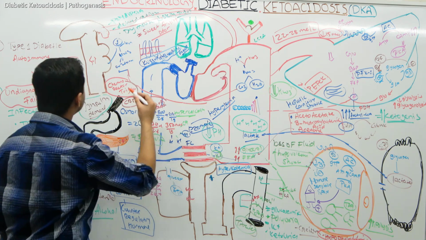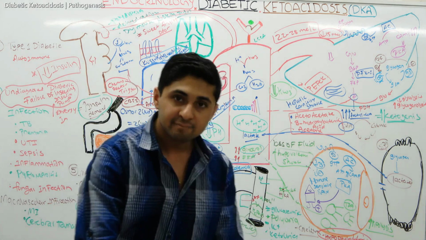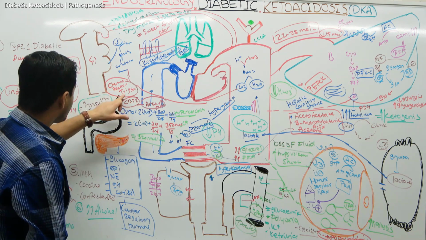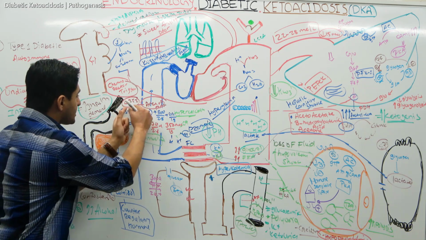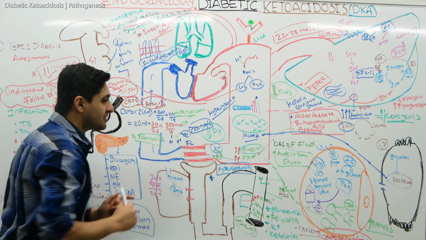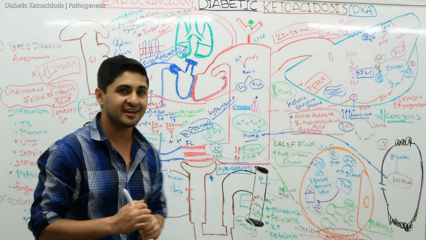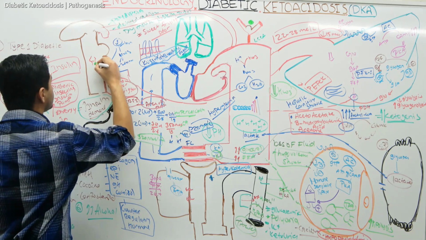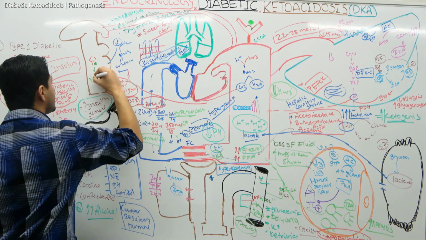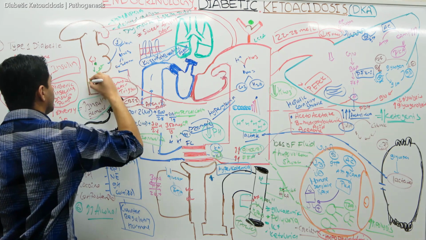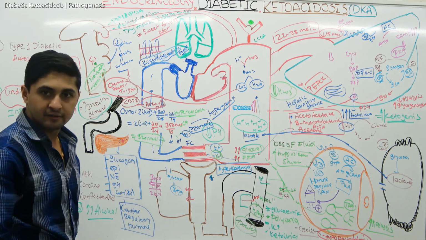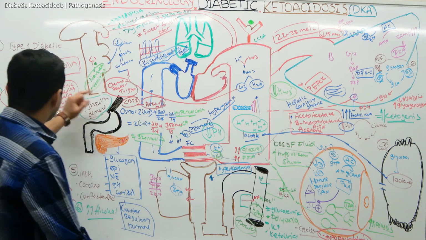And then these ketone bodies, you know what they could do? They could trigger this chemoreceptor trigger zone, which is located in the area postrema, and it communicates with your vomiting center. So what is going to happen? Let's say this is the vomiting center. It's going to trigger this, so the patient might get nausea, even vomiting. That's what's going to happen there.